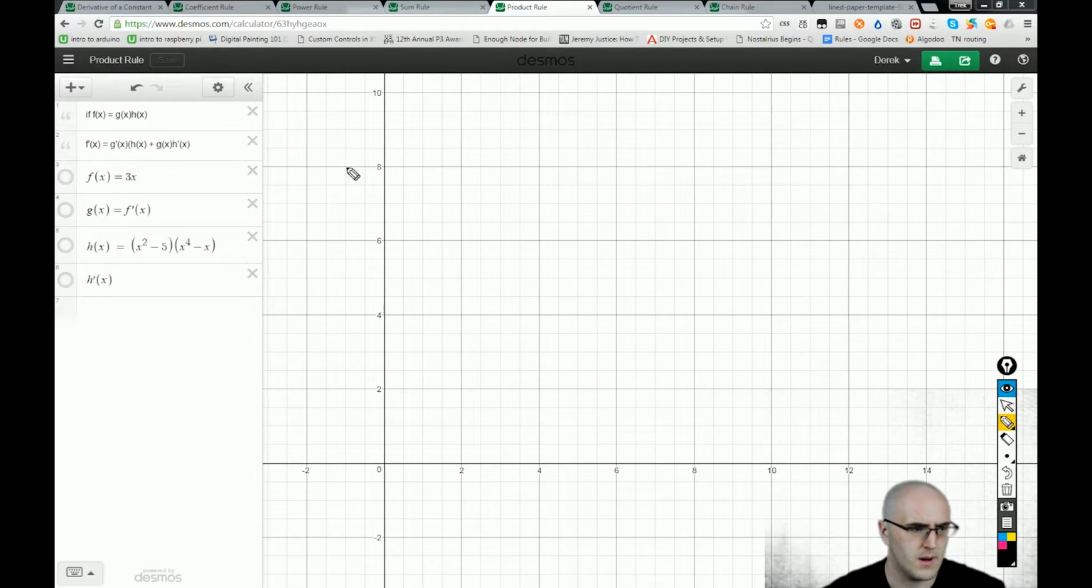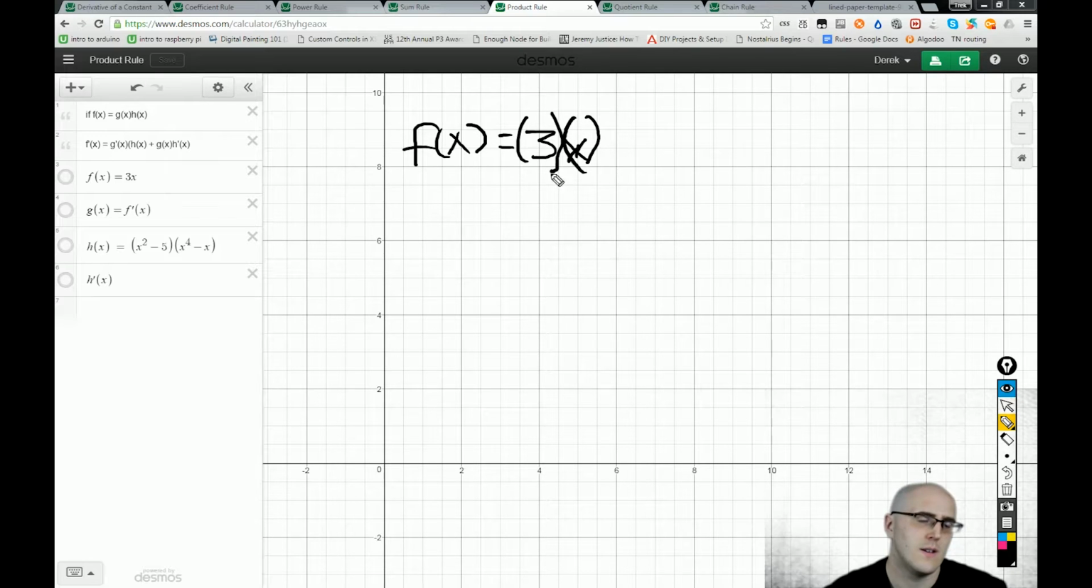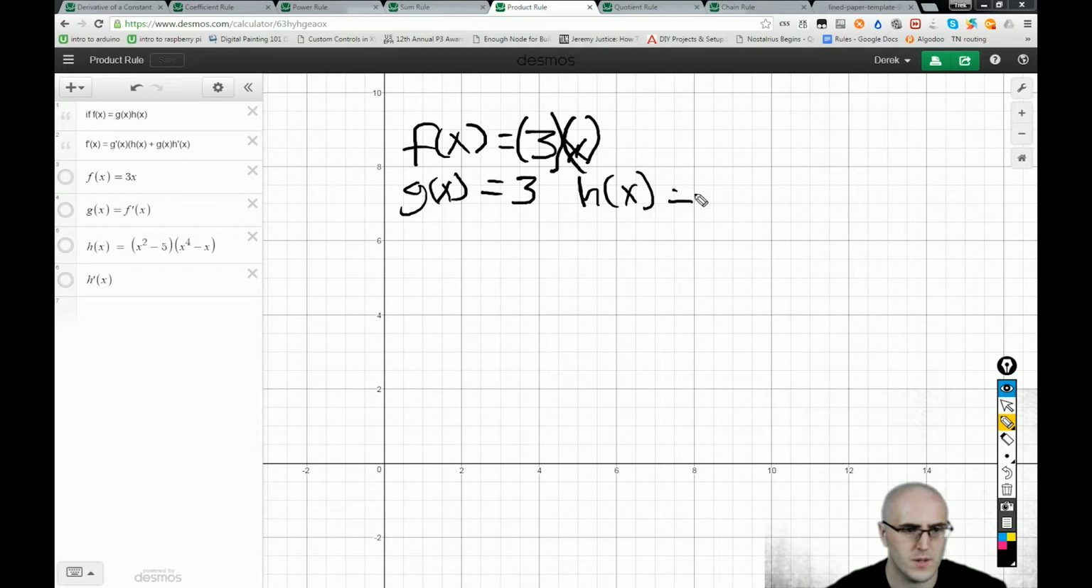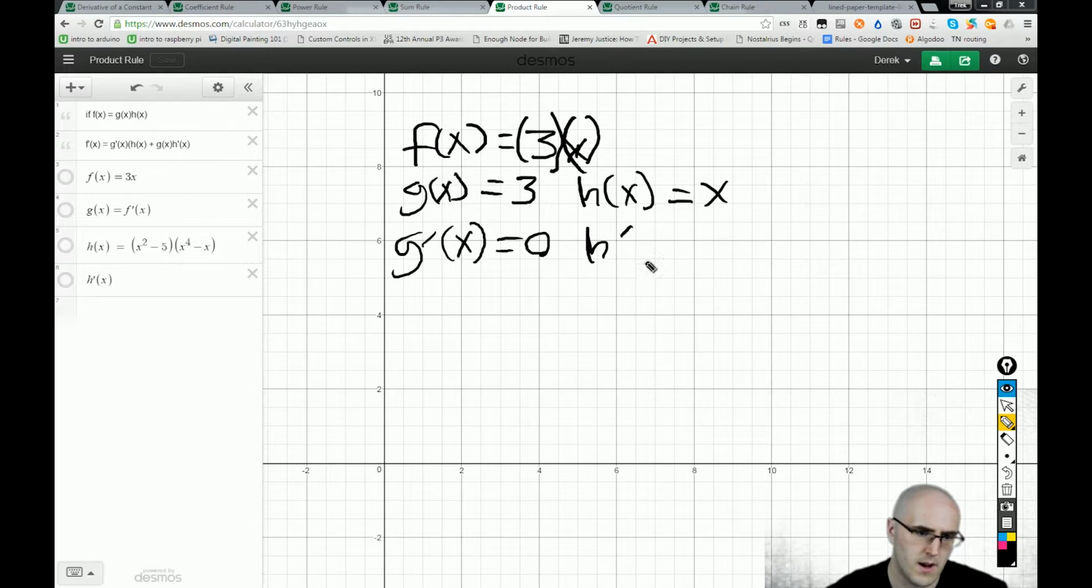So let's go through an example here. So, we've got f of x, this is a really easy one, is equal to 3x. We could call these two different functions. We could say this is one function, and this is another one. So we're saying that g of x is equal to 3, and h of x is equal to x. We take the derivative of each of them independently, so g prime is equal to 0, and h prime of x is equal to 1.